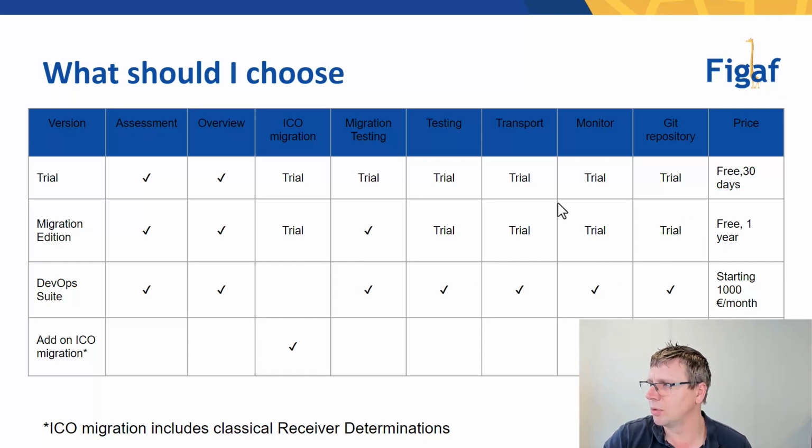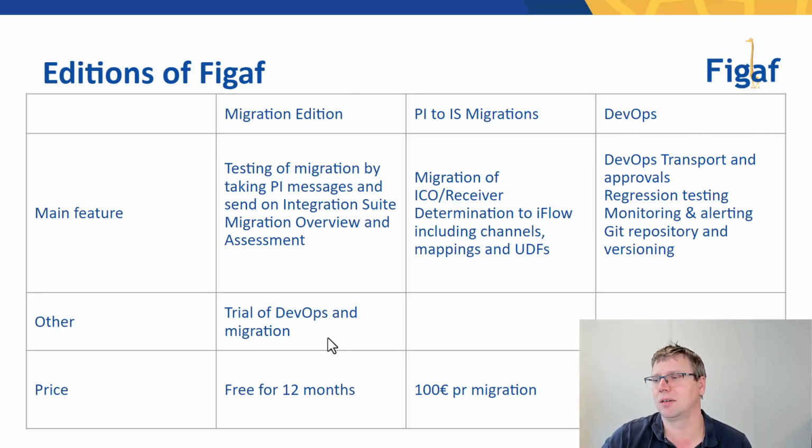And it also comes with free versions of the other things, so you can actually see these things in action. We have the DevOps suite, which allows you to continuously be able to test these things, transport, govern, monitor, and use the Git repository for your artifacts. And then we have the IQ migration that takes your IQ receiver determination, convert them into iFlows, and that is a one-time fee.